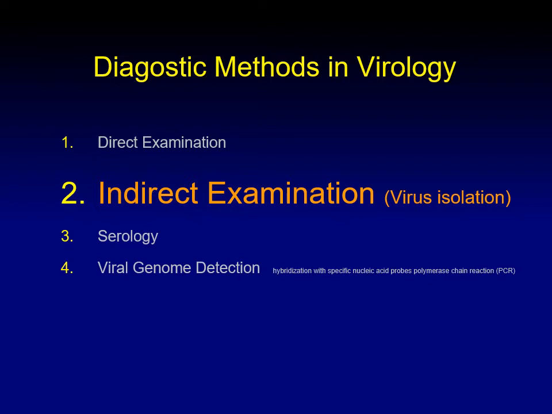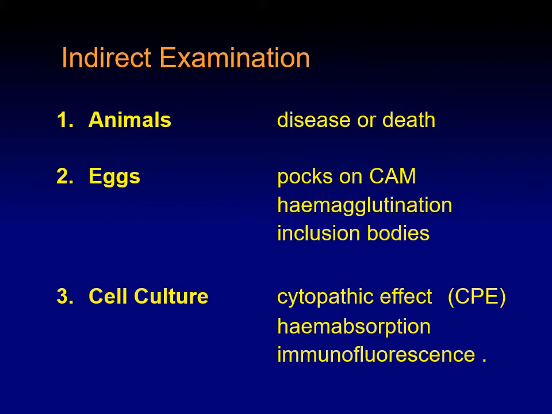Among those methods is what we refer to as the indirect examination. And here, what we mean by indirect is we try to isolate the virus and amplify it to the extent where we can use certain methodologies to detect it. Among the indirect examination is the use of animals.